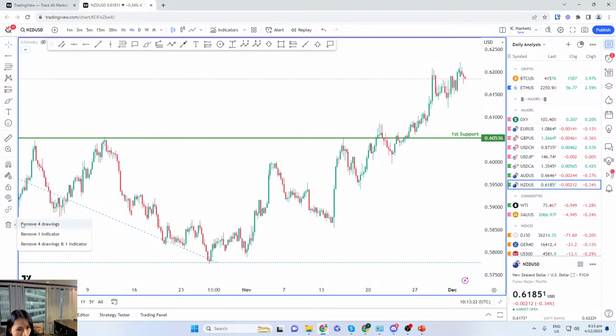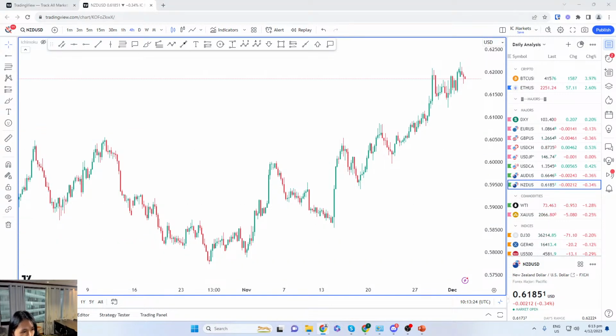Okay, next up. So this will be the last currency pair. After that, we can take a look at gold and oil and also some of the indices.